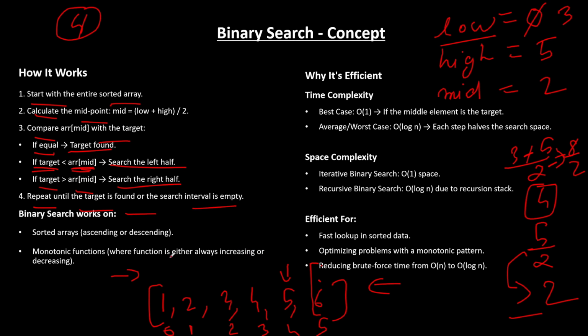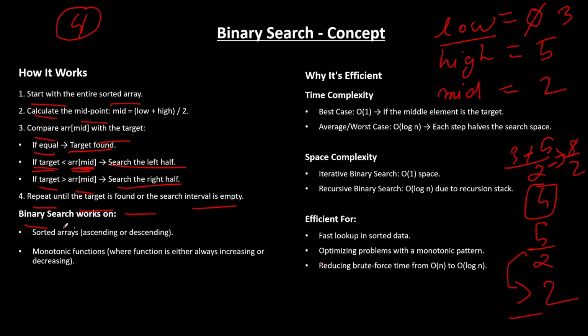And if h comes here and l comes here, because basically they cross each other, that means that the value is not present in the search space. Okay, so I hope you understood how binary search works. Now binary search basically works on a sorted array, ascending or descending, or bitonic arrays, as I said, or monotonic functions, right? So these are the ways where binary search happens.